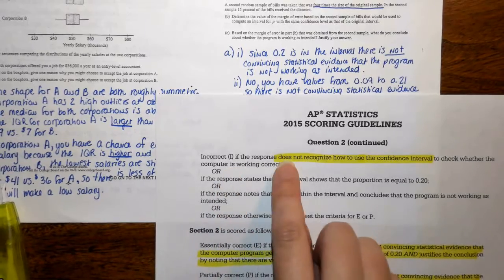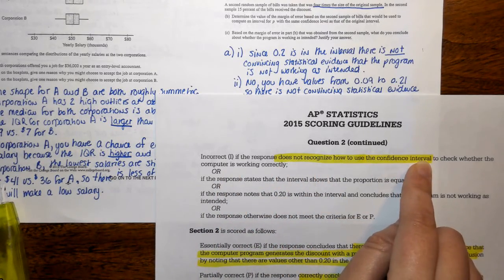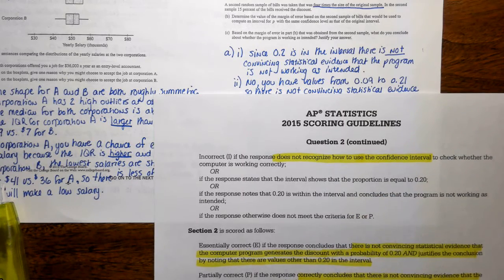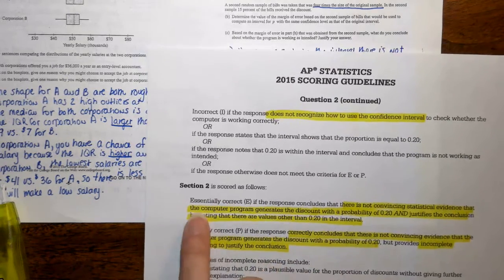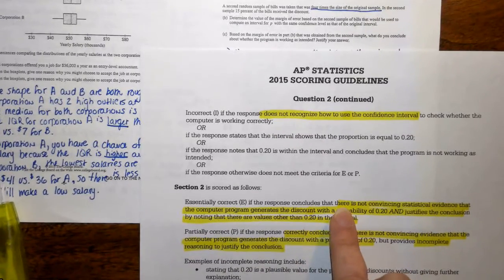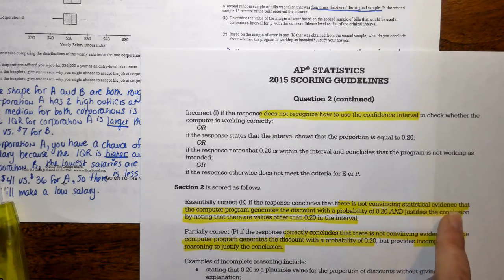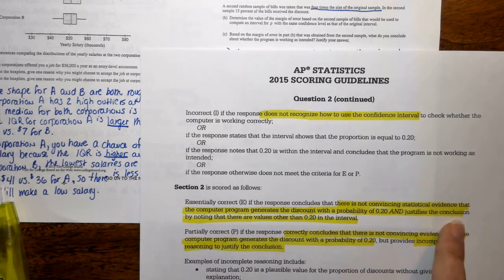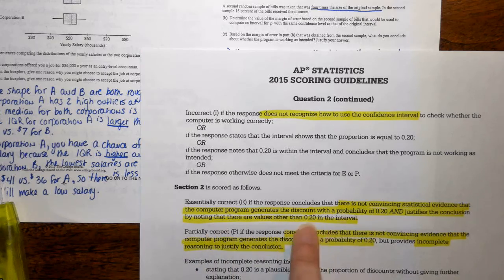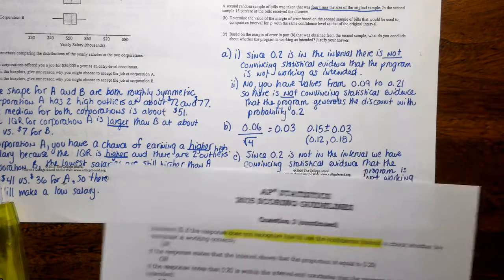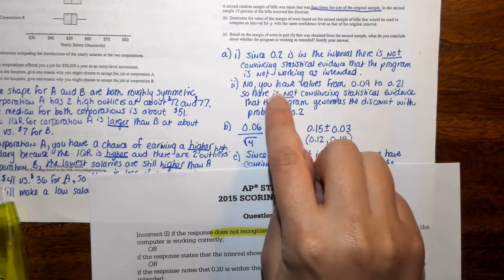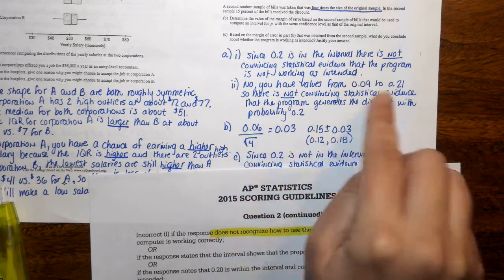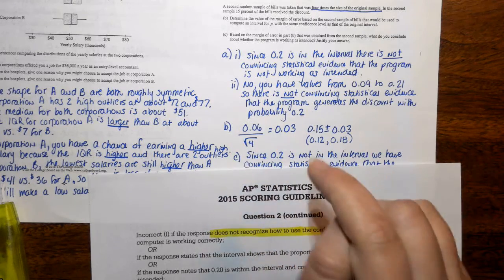Okay, and then an I if you have no idea that you're supposed to use the confidence interval to check whether it's working correctly. Okay, section 2. You get an E if you conclude that there's not convincing statistical evidence that the computer program generates a discount with 0.2 and justify the conclusion that there are other values than 0.2 in the interval. So I said no, you have values from 0.09 to 0.21, so there's not convincing statistical evidence that the program generates the discount probability of 0.2.